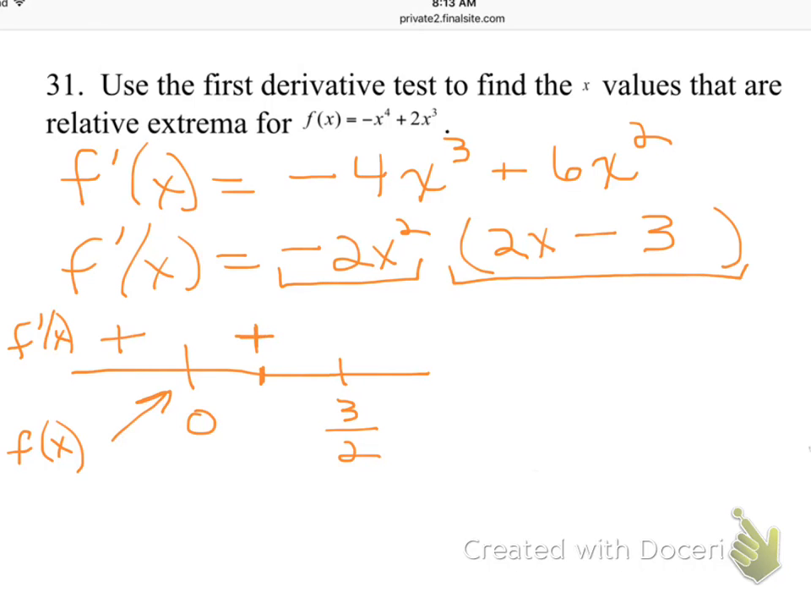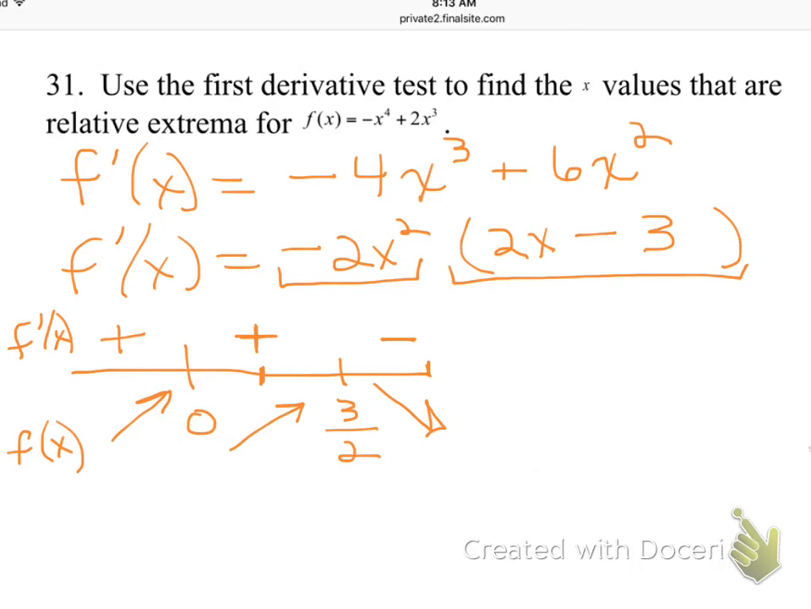Okay, this is the first time that we've had this happen to us. Then check a number to the right of 3/2, so let's pick 2, and that will be a negative times a positive, which is a negative. Okay, so where my slope is positive, my function is going up. Where my slope is negative, my function's going down. So what have I found? Well, I found this relative extrema.